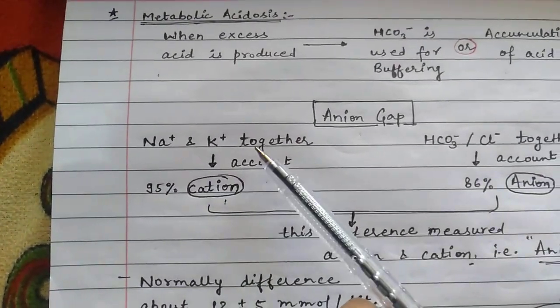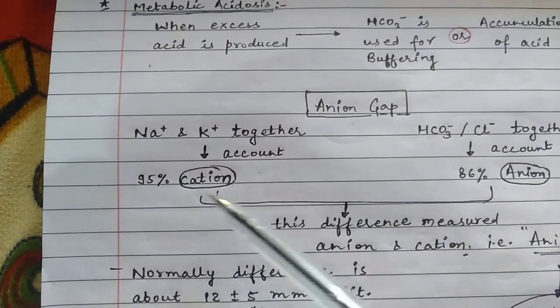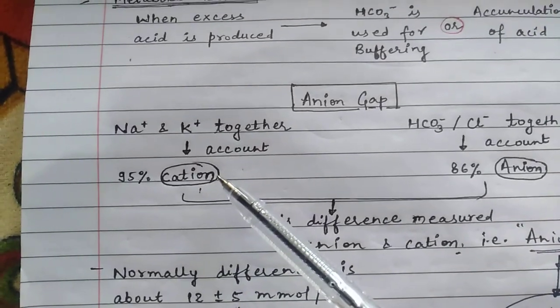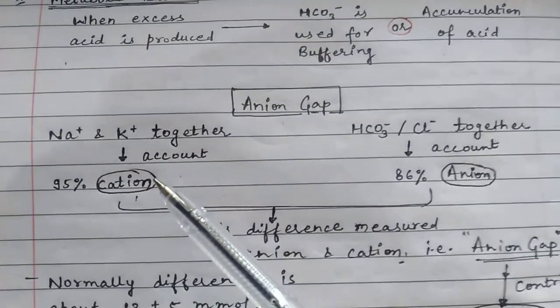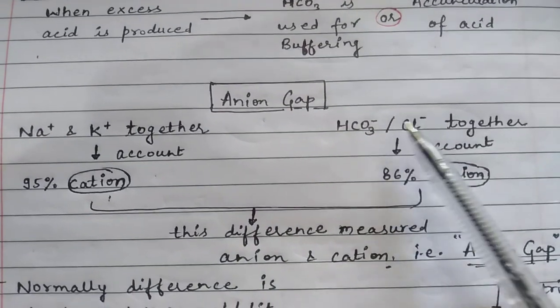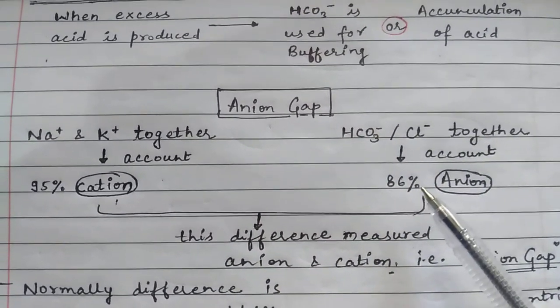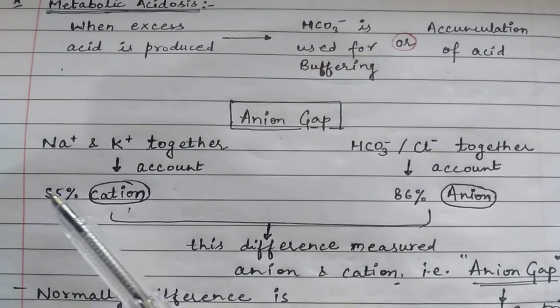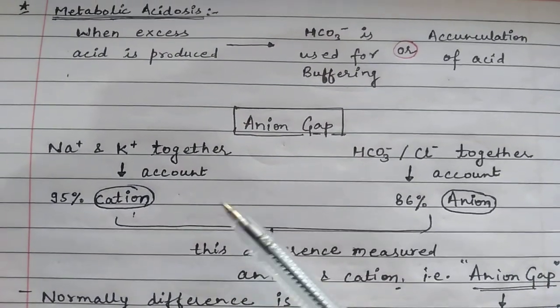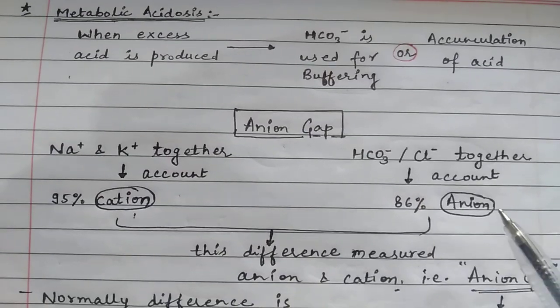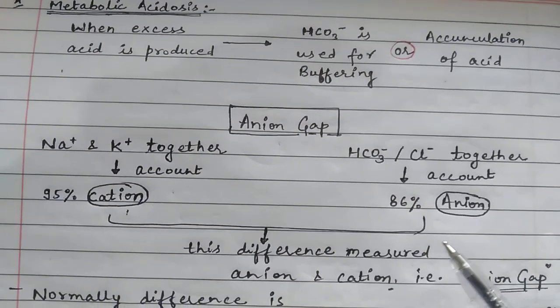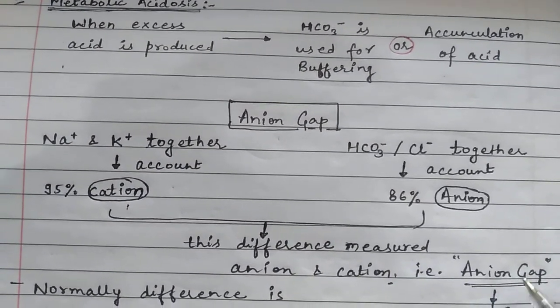Sodium and potassium together make up 95% of the cations in our body fluid, while bicarbonate and chloride together make up 86% of the anions. So the difference between the 95% of cations and 86% of anions causes the anion gap.